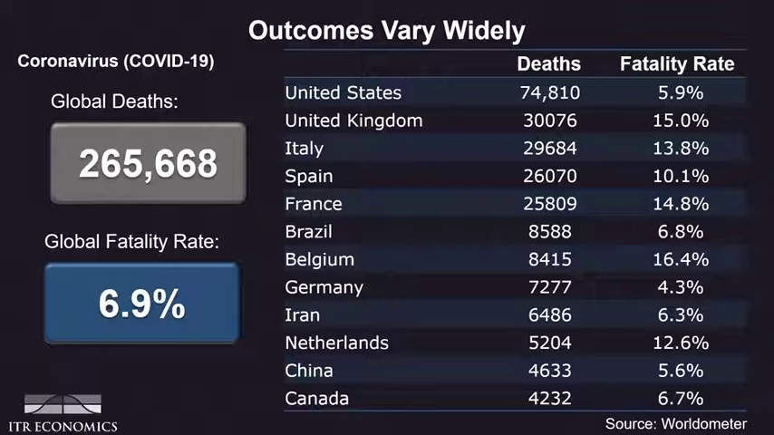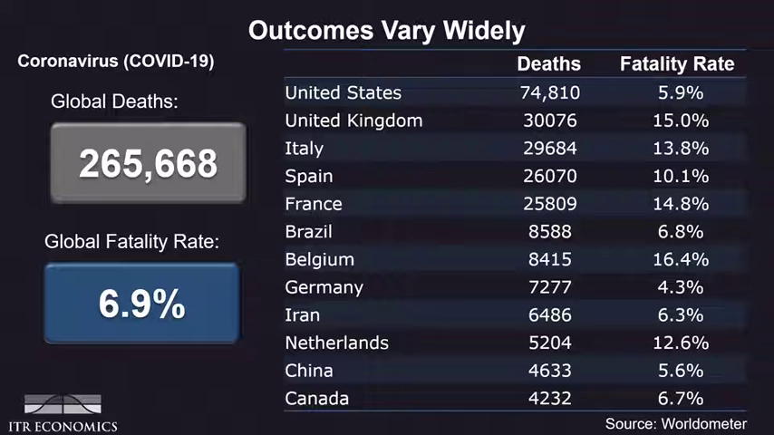So you'll see it's just above 265,000 deaths worldwide. It is a very unfortunate situation. Us economists here, we like to look at the numbers. We like to strip out some of that emotion to try to get a real grasp of where the economy is going and where it's going to be heading in the near and the far term.